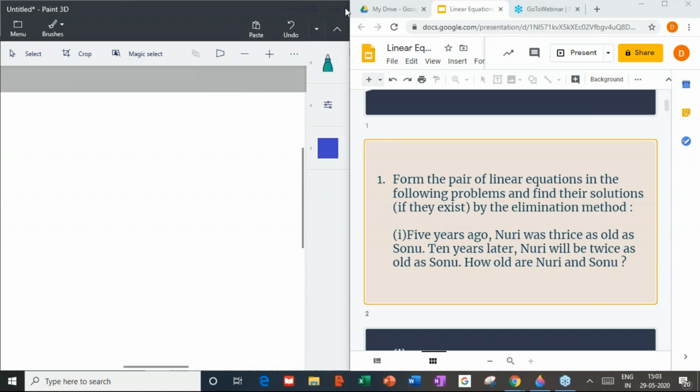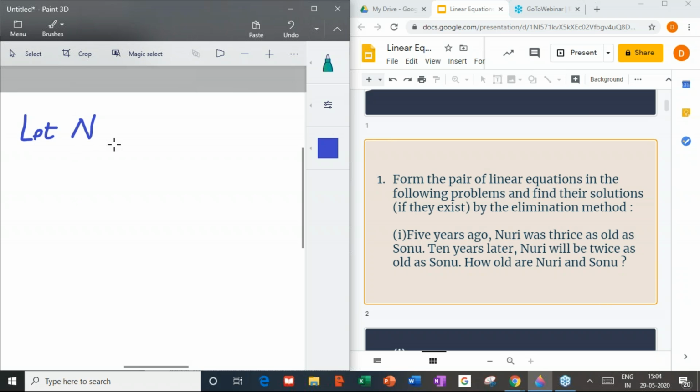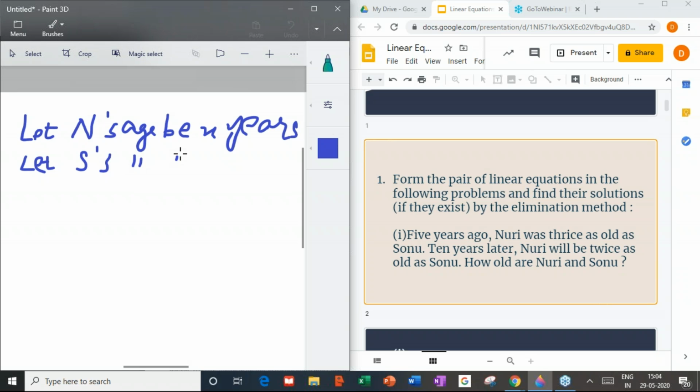Okay, so first what do we do? First check what they have asked for. They want to know how old are Noori and Sonu, which means they are asking you their present age. So we start by saying let Noori's age be x years. I'm not writing complete sentences, otherwise it will take ages to finish the class. But it is a good habit if you write these sentences. Define x and y first, and let Sonu's age be y years. I'm just putting quotes here, so just copy the whole thing.